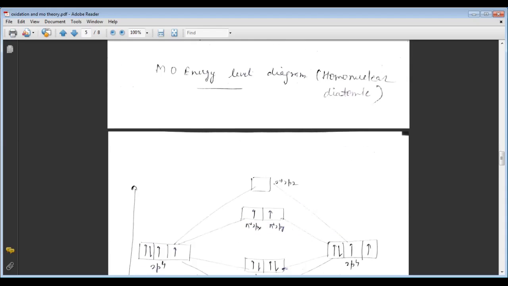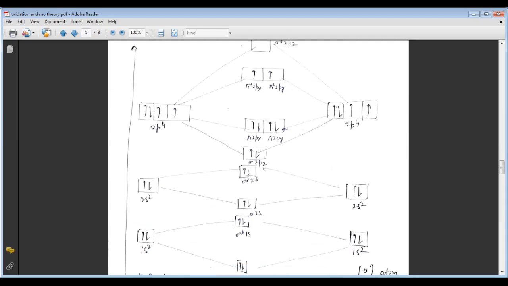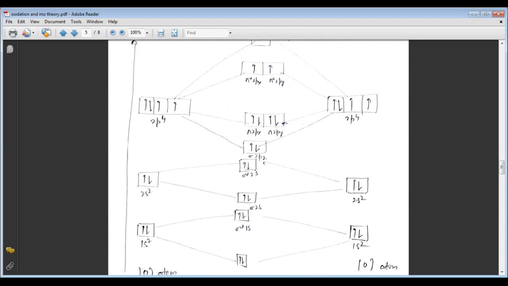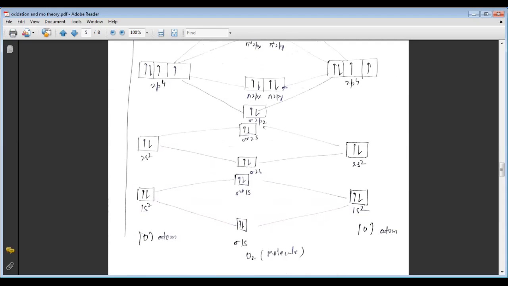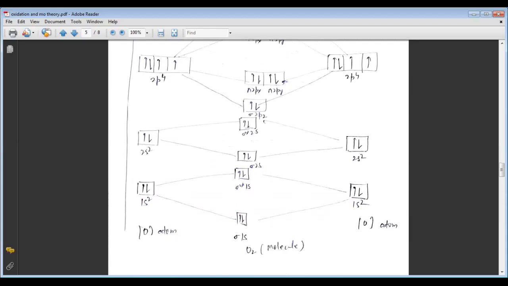So now come to the diagram. This is called the molecular orbital energy level diagram. Here is one oxygen atom, and here is the other oxygen atom; these are the atomic orbitals. They are filled just like the electronic configuration, 1s2, 2s2, and 2p4. Here again for the other atom, it is 1s2, 2s2, and 2p4. Now, as we know, the number of atomic orbitals is equal to the number of molecular orbitals.